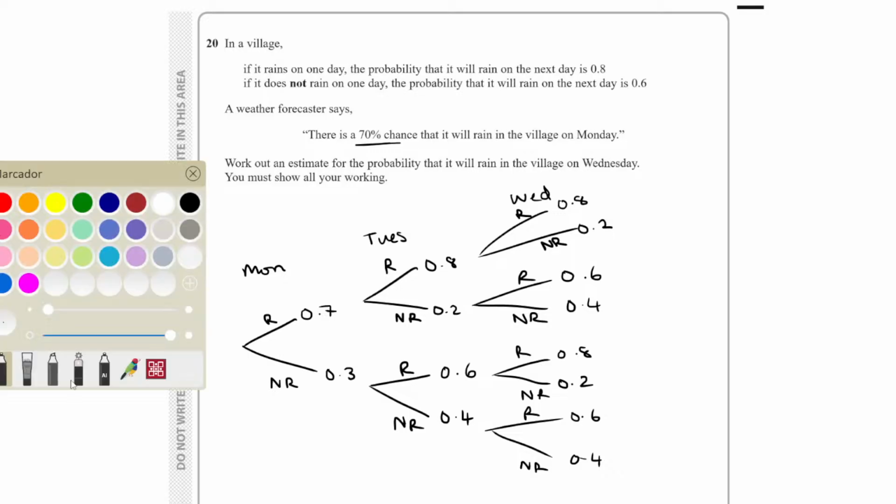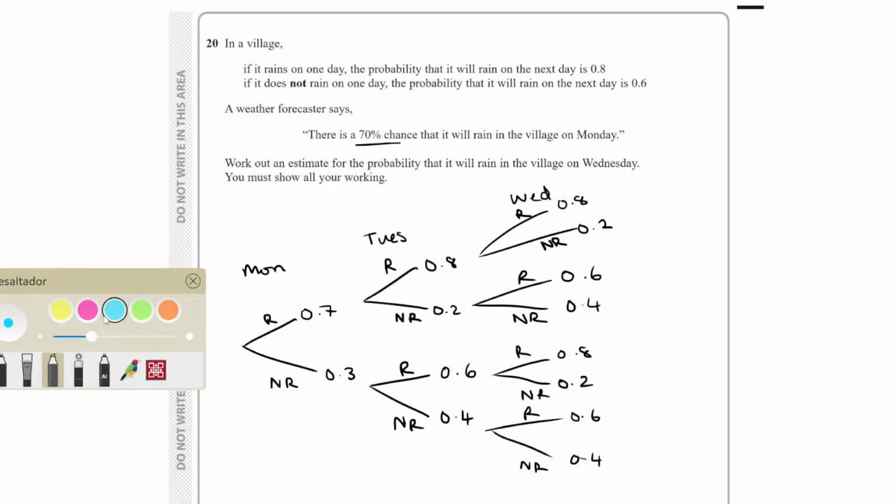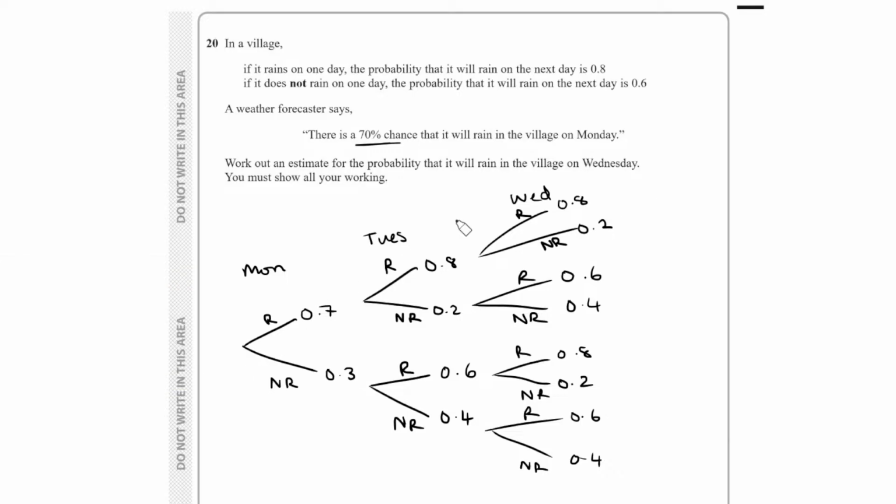I like to highlight it. I know you probably don't have highlighters in your exam, but if you can, try and visualize it, maybe you might want to use squiggly lines or something so you can identify which of the branches, if we go back to our question, satisfy the question. So it says, work out an estimate of the probability that it will rain on Wednesday. So which branches would lead us to it raining on Wednesday?